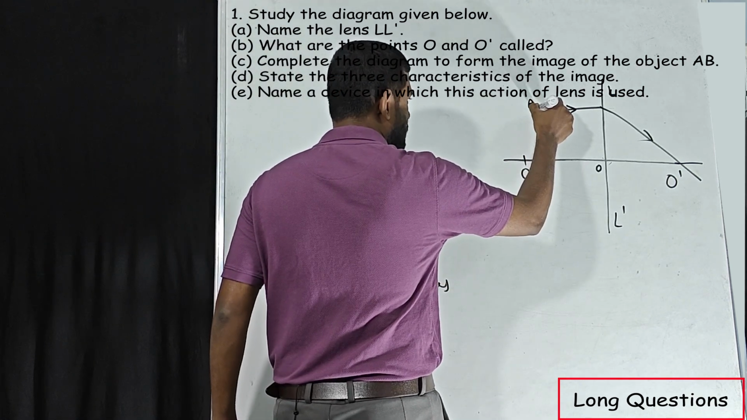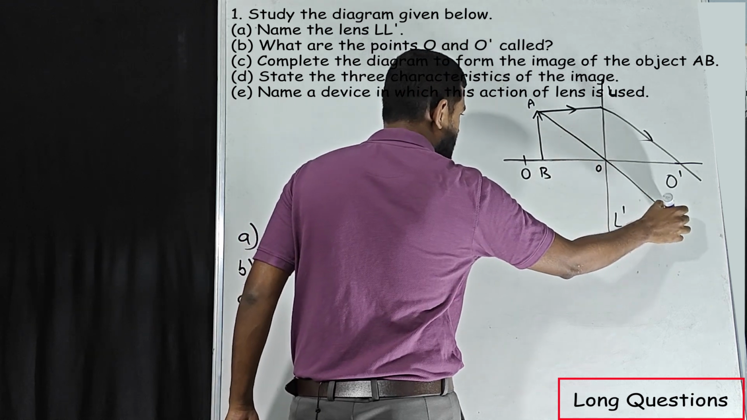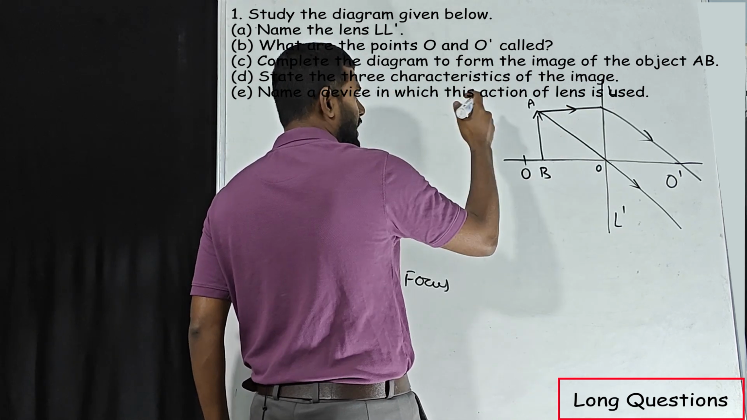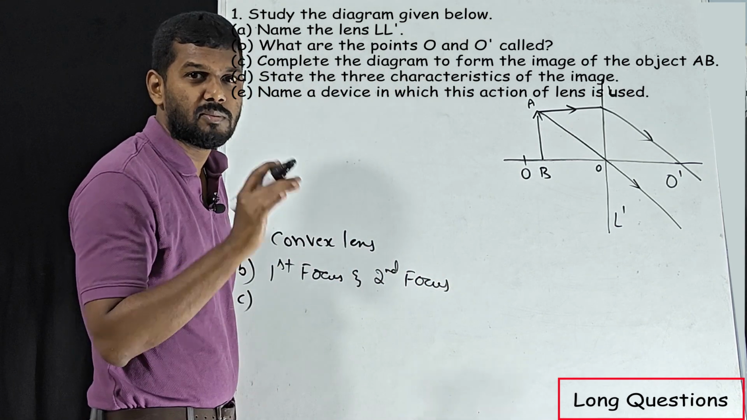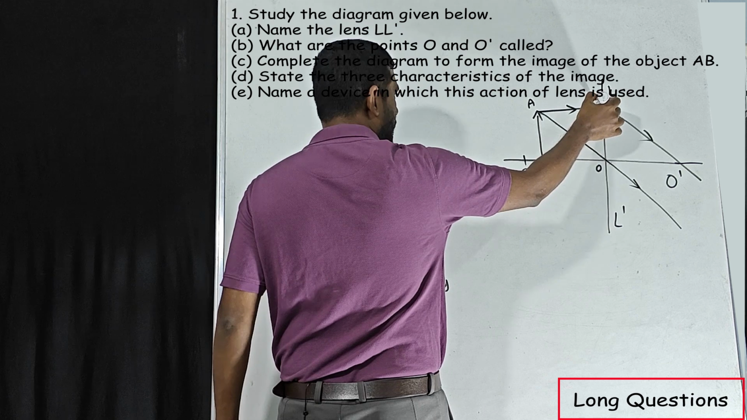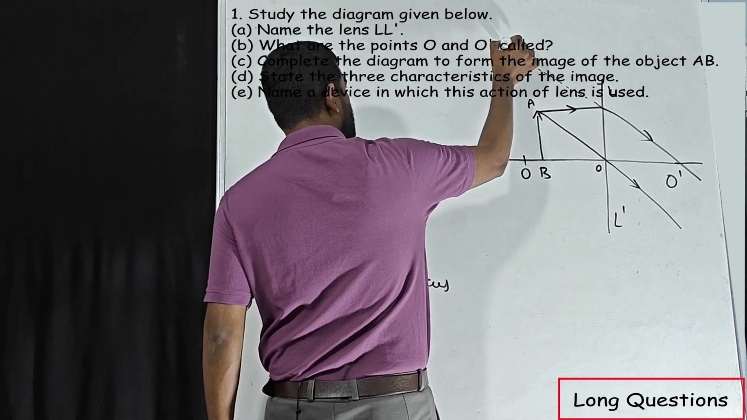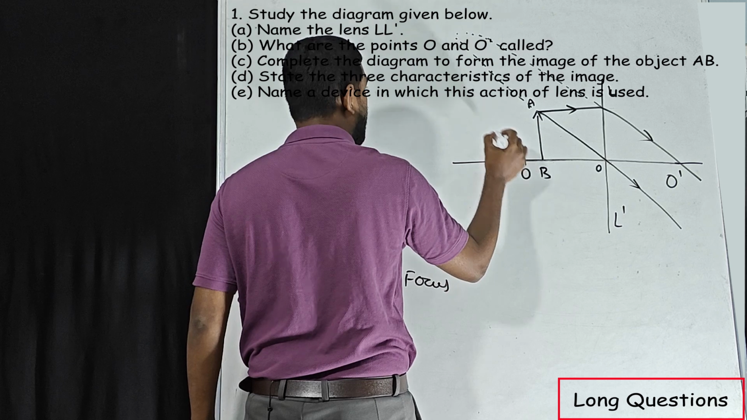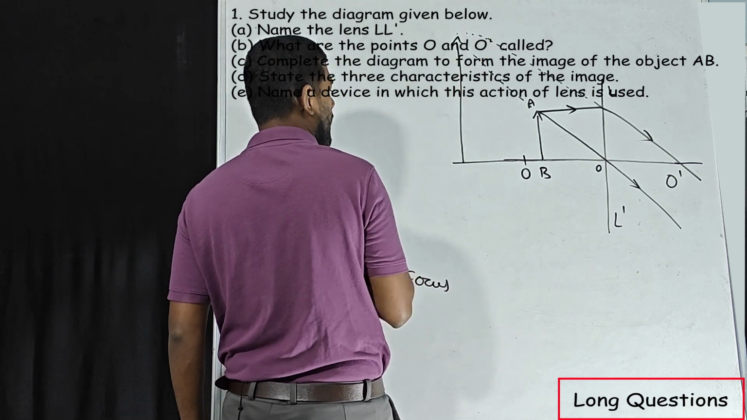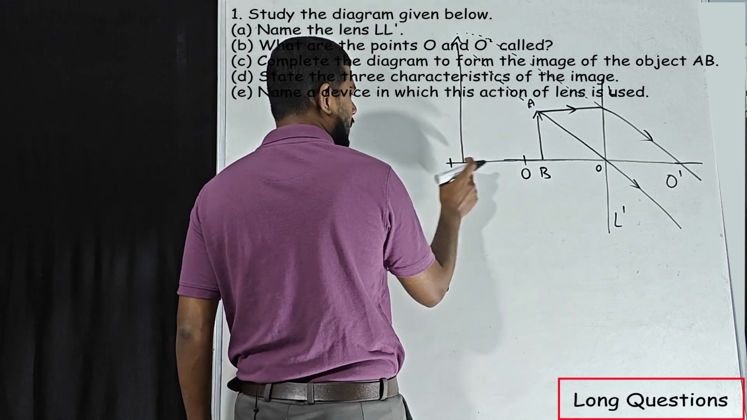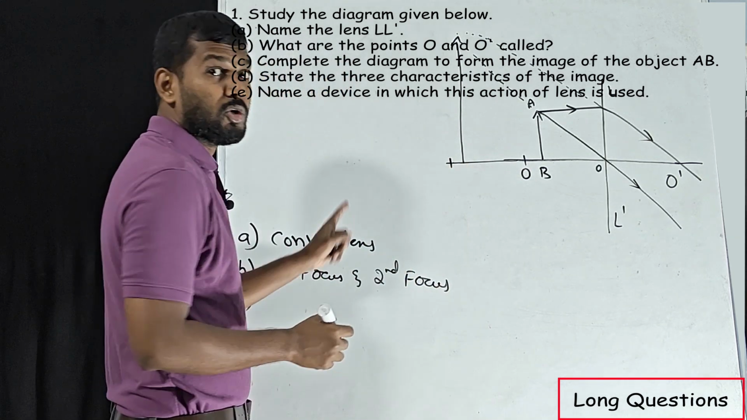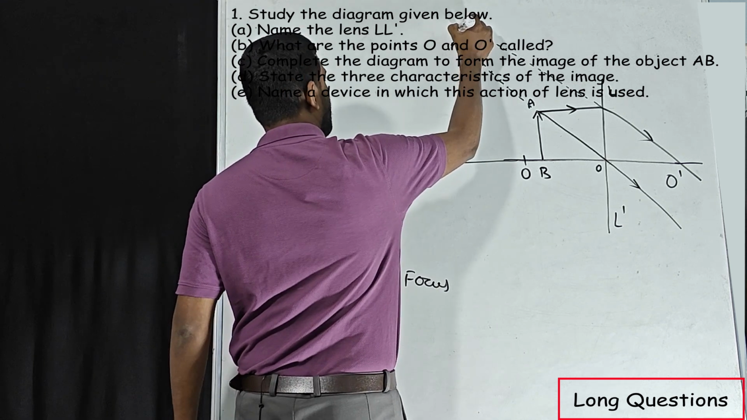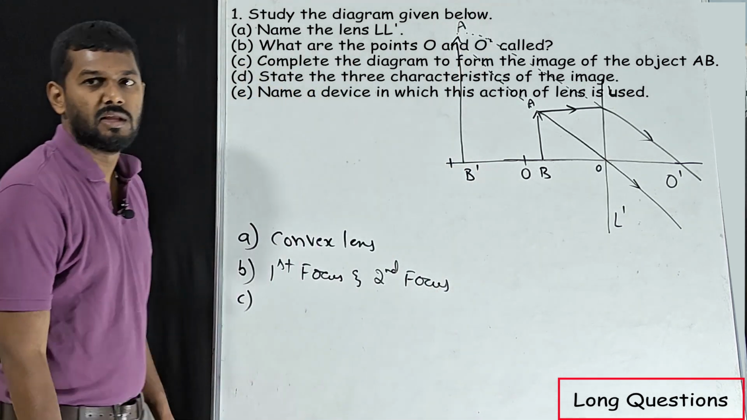Next, the ray that passes through optic center passes without deviation. So whenever the object is placed between focus and optic center in a convex lens, it is going to form a virtual image. For a virtual image, we have to extend back the refracted rays. Where these two meet, there we are going to get the image. This will be close to 2F1, if this is F1. Now the image is A dash B dash. This is the diagram they are looking for.